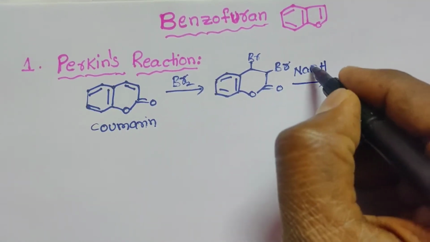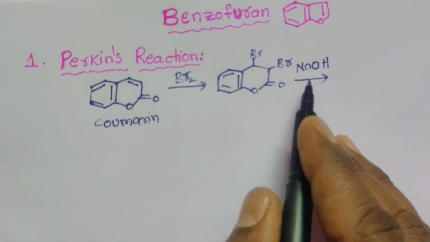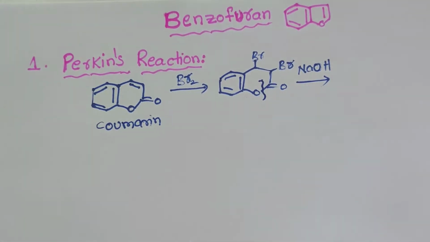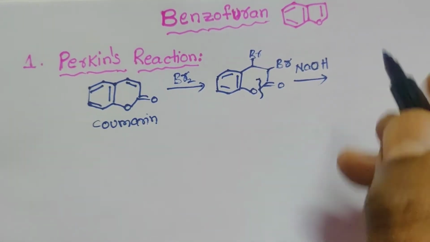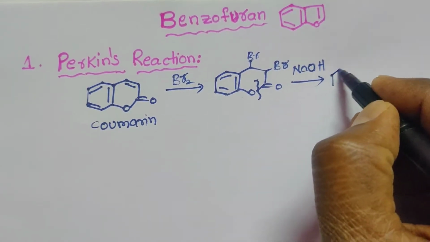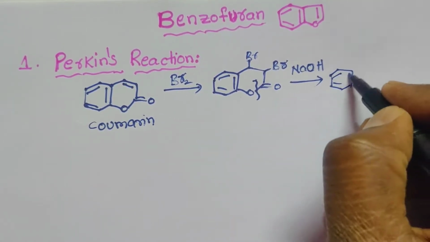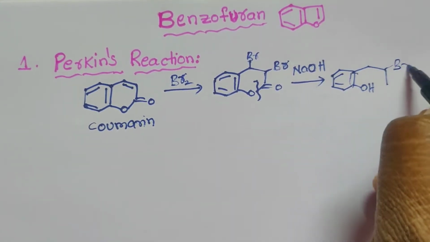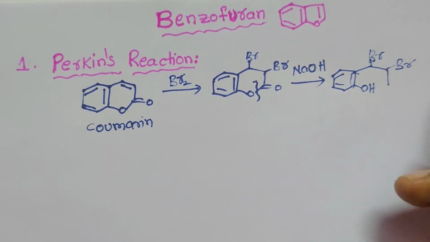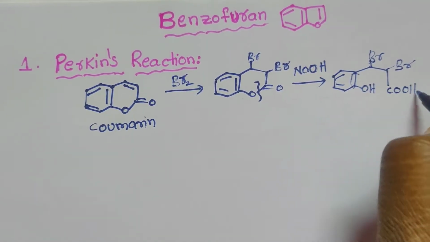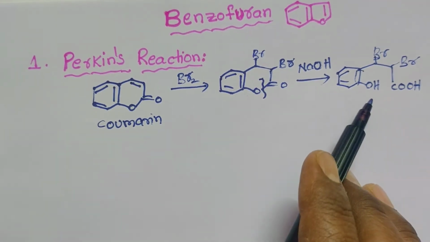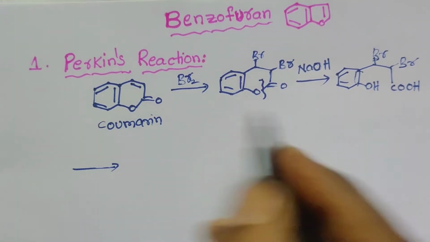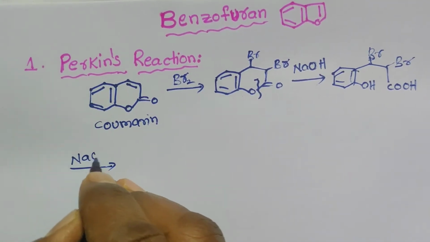NaOH is an alkali or base. In the presence of this base, this ester undergoes hydrolysis and this ester bond breaks and it changes into hydroxy and carboxylic acid groups like this. Here we get the hydroxy group. One bromine is present here and the second bromine is present here, and here we get the carboxylic acid group. As it is still in the presence of the alkali, this one loses one HBr and we get unsaturated carboxylic acid, which is known as the cinnamic acid.